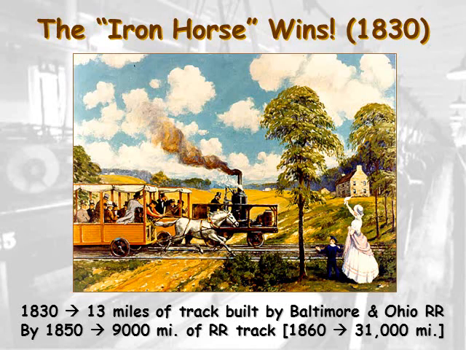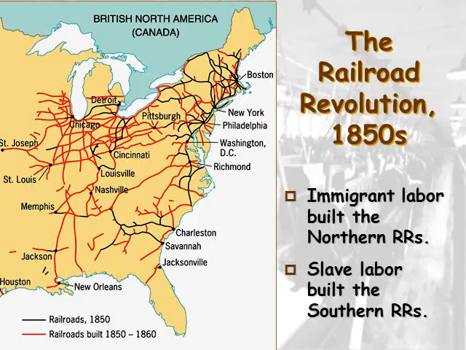In 1830, there were 13 miles of track in America. That's it. By 1850, there were 9,000 miles of track. By 1860, there were 31,000 miles of track. So you can see that the railroad industry really explodes in this antebellum time period.